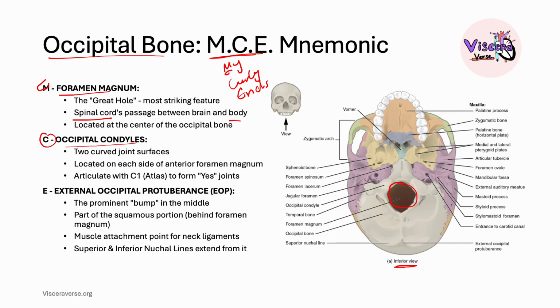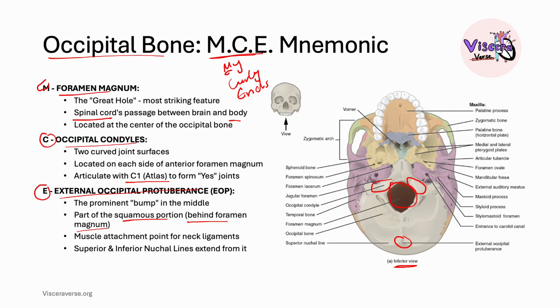C stands for occipital condyles. These are two curved joint surfaces, as you can see here, and they are located anterior to the foramen magnum, and they articulate with the C1 vertebra, and we're going to discuss this in more detail in another video. E stands for external occipital protuberance. This is the prominent bump in the middle of your skull, located right here, and it's a part of the squamous portion. It's right behind the foramen magnum.